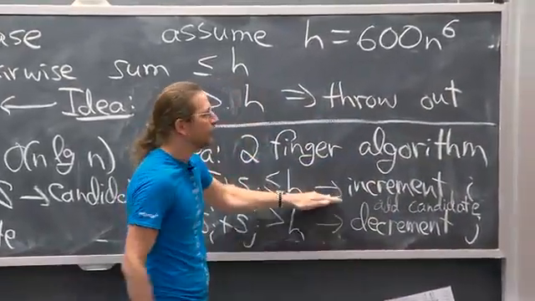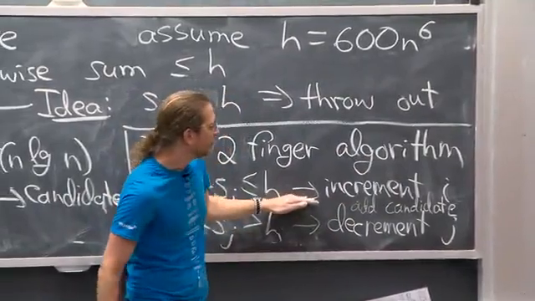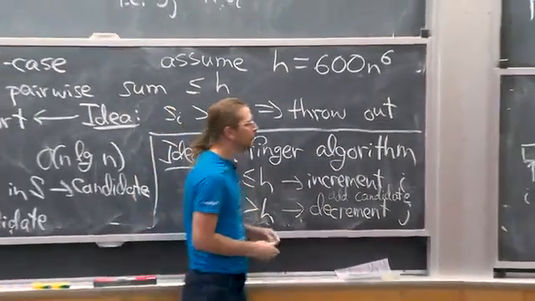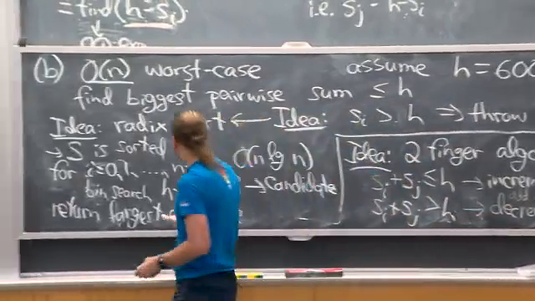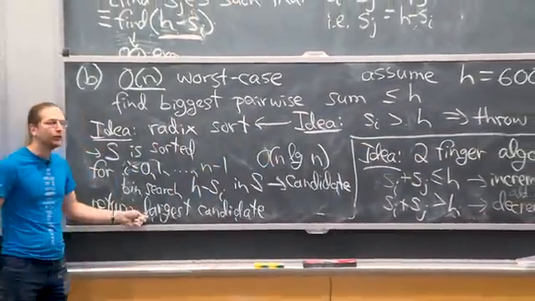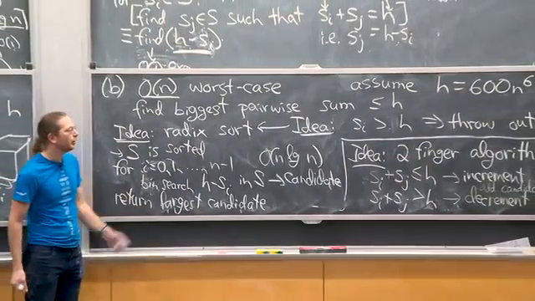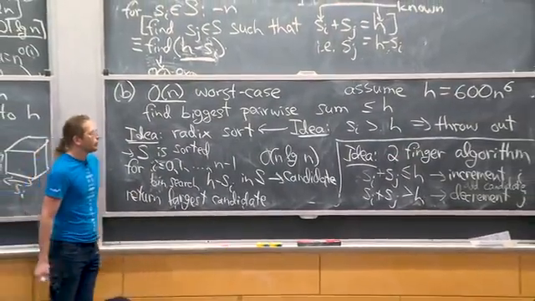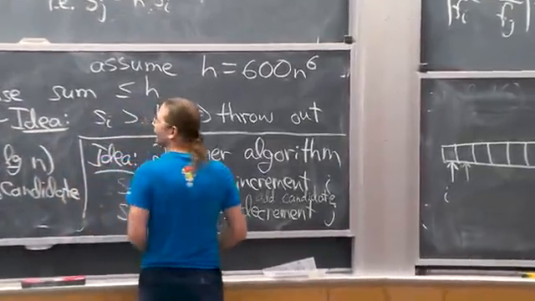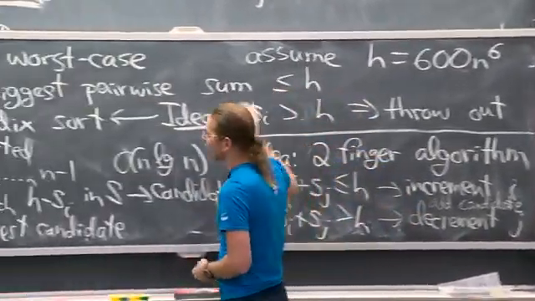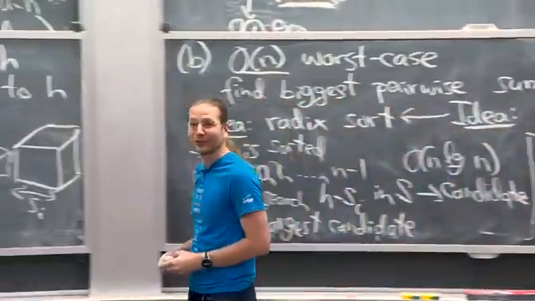So that invariant will hold by induction, because whenever there's a possible thing that's good, I add it to my candidate list. And then at the end of the algorithm, I just loop through my candidate list, compute the max, return that pair. Okay, so that is the two-finger algorithm which solves the non-exact problem in linear worst-case time.